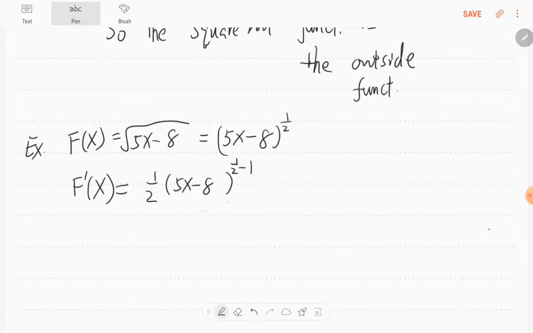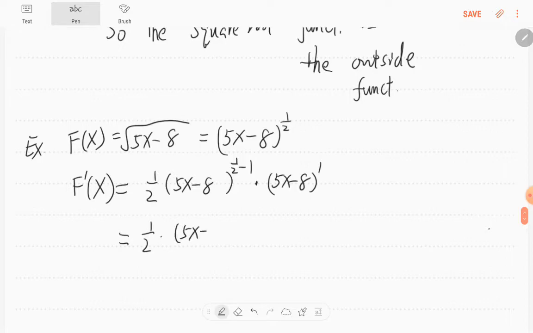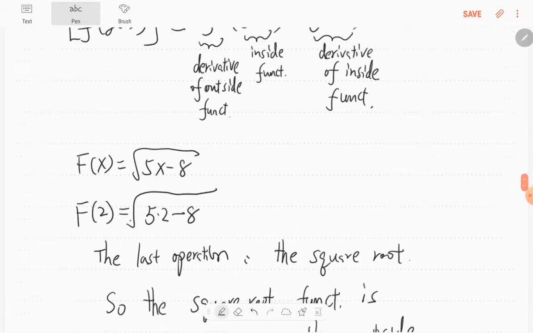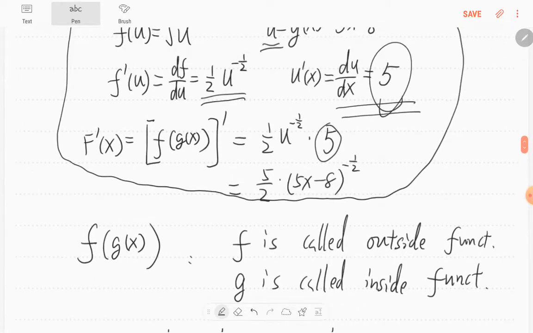Many students will stop here, but they forgot they should multiply, not plus, okay? Multiply by the derivative of the inside function. So if you get this one, this would be 1/2 times 5x minus 8 to the negative 1/2 times 5. So you see, the 5 is here, right? You will have the same answer as we did here.